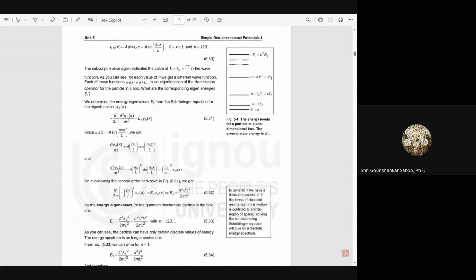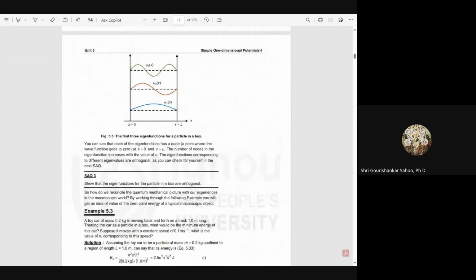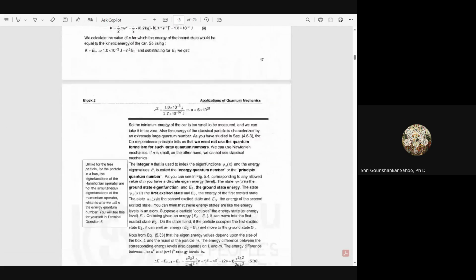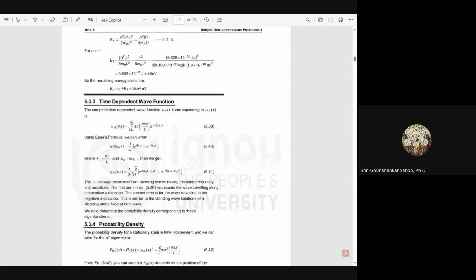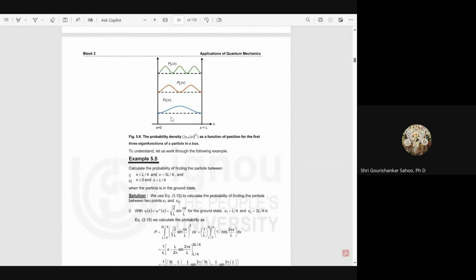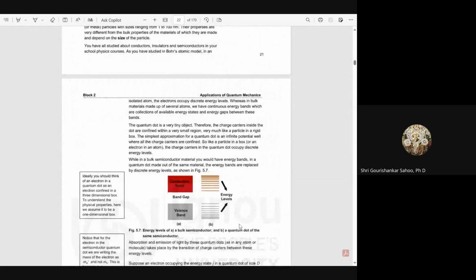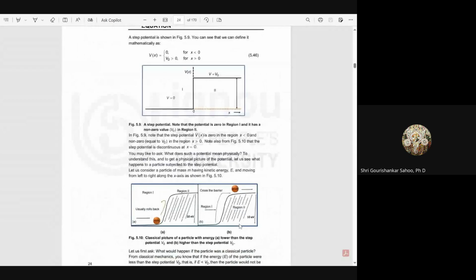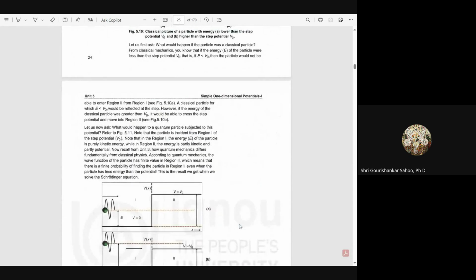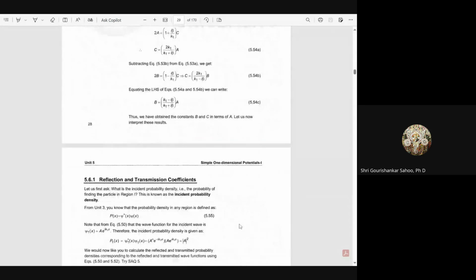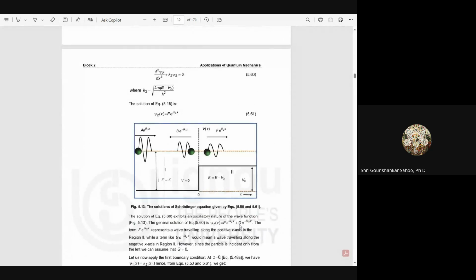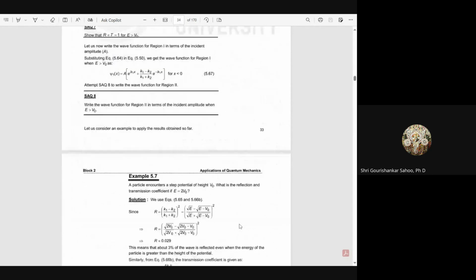Then eigenvalues and eigenfunctions, these are not equispaced, and the first three eigenfunctions in a box, and the nodes thereof. Then time dependent wave function, their probability density are shown on the screen. Then your quantum dot, one dimensional particle, zero dimensional particle, quantum dot, and its application is enormous. Then energy of particle where the potential is greater, reflection and transmission coefficient.